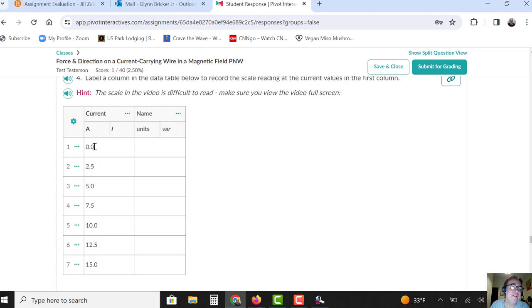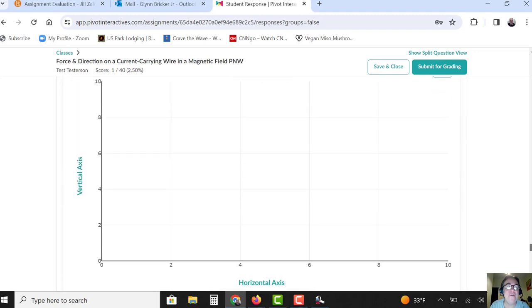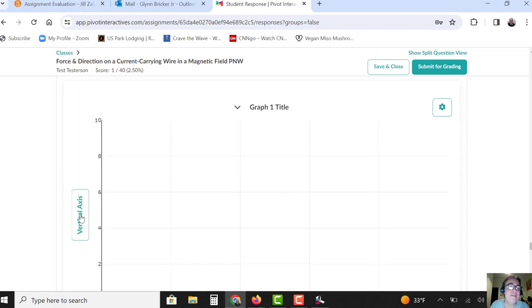Now, it looks like it's already kind of set up for you. So 0, 2.5, 5. So here's the amount of currents. Watch the video, and then you know what you want to name this force. The units would be however you want to do it. Maybe you have a column with grams. Maybe you want to add another column. You can do that. Insert column to the right. So maybe you want to have a column in grams. You can do another column in kilograms, and then you could do another column in newtons. However you want to do that. And then you can make a nice graph here.